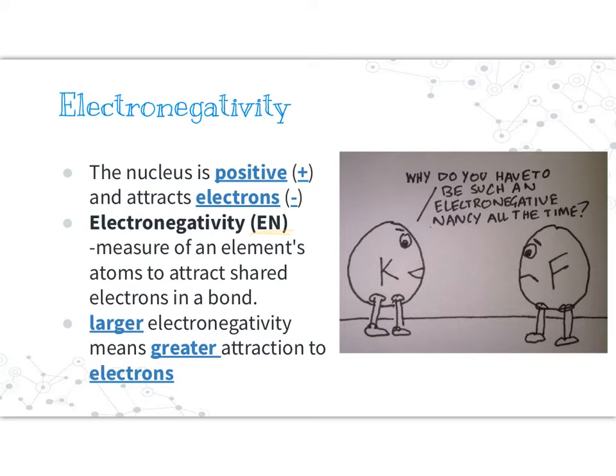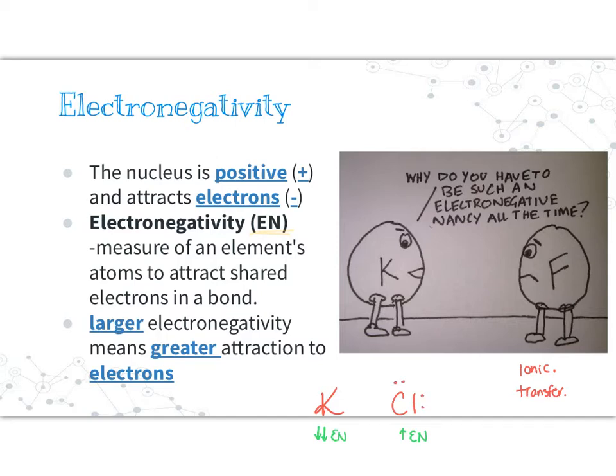If we looked at something like potassium with chlorine, we know that potassium is a metal, chlorine's a nonmetal. We have an ionic bond being formed here. That means there's a full transfer of electrons. So what you need to know at this point, we're going to get to it, is that potassium has a really low electronegativity and chlorine has a pretty high electronegativity. So a larger electronegativity means a greater attraction to electrons.